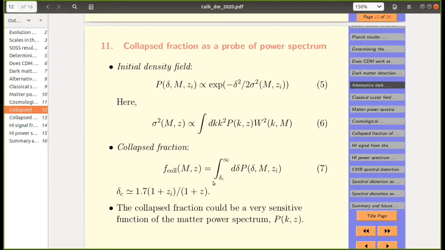And by the way, this was a probe that was used initially to compute values of sigma 8 from cluster abundances. It's exactly the same approach, and it's a variant of what is called Press-Schechter formulation. If you take the derivative of the collapse fraction as a function of m, you'll get the Press-Schechter mass function.